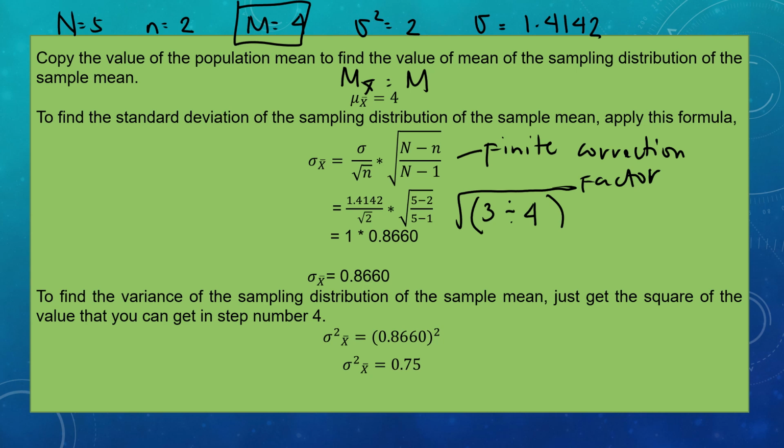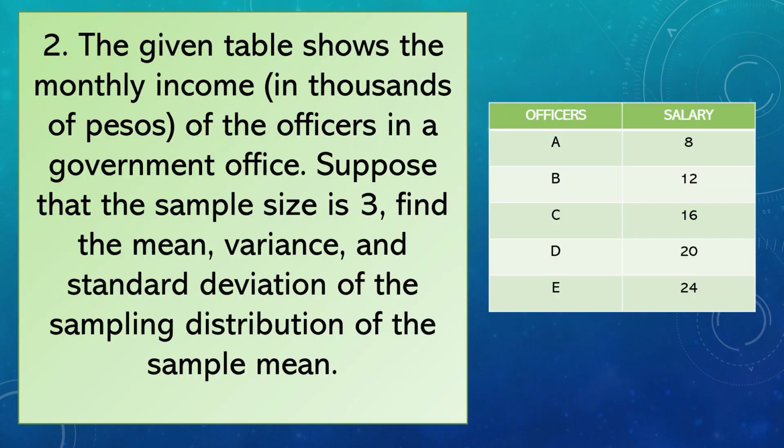As you can notice, the values of our mean, variance, and standard deviation of the sampling distribution of the sample mean are: 0.8660 for standard deviation and 0.75 for the variance. This is the same as the answer last week. So it's your choice, if your teacher asks you about the mean, variance, and standard deviation of the sampling distribution of the sample mean, whether you use the long method or the concept of the central limit theorem. Let's try another example.